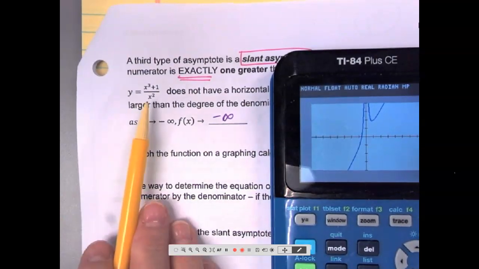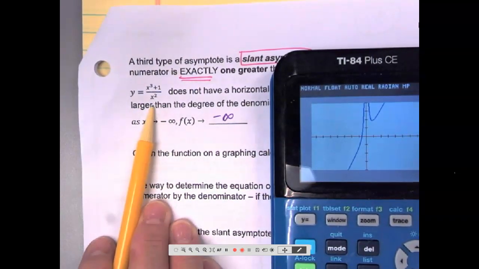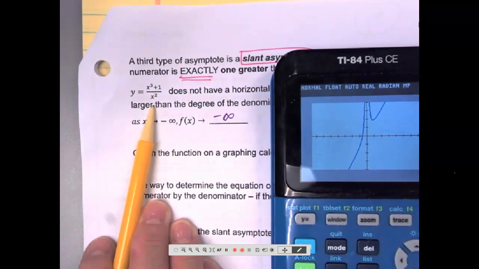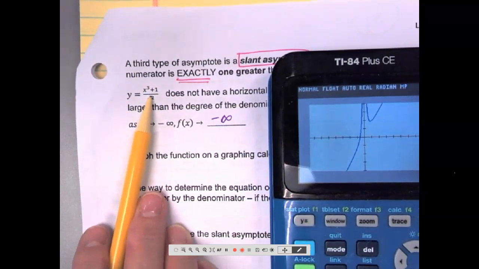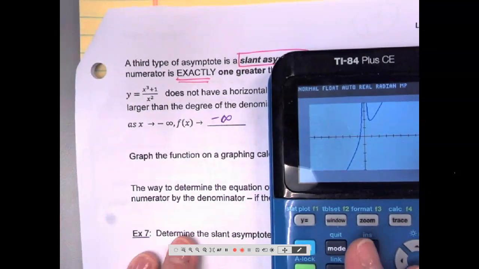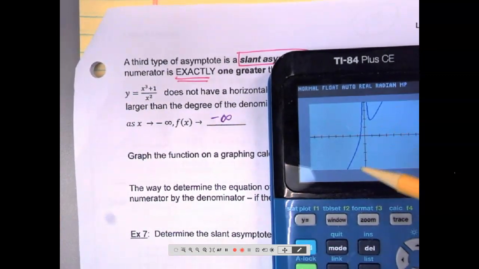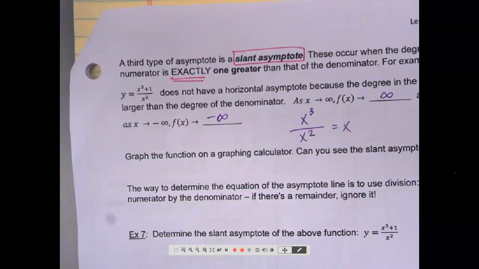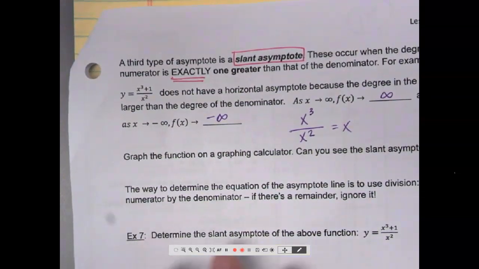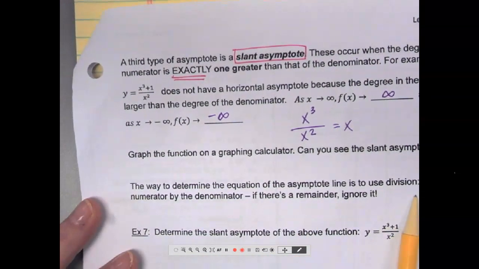Why is the vertical one there? Look at your denominator. What makes it 0? 0. Doesn't cancel with any factors up here, so I'll have that vertical asymptote. How do I find this slant asymptote? Well, funny you should ask, because the way to find it is by using division.